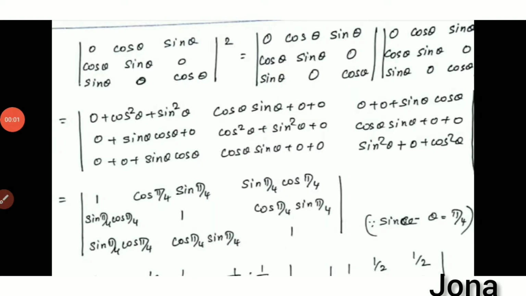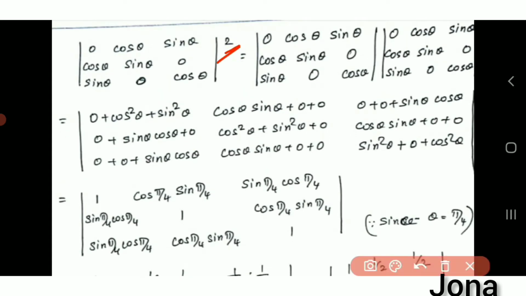We want to find the determinant value of the given matrix, 0, cos theta, sin theta; cos theta, sin theta, 0; sin theta, 0, cos theta, the whole square. This square can be written in two forms, as the product of 2. So we can write this determinant as the product of 2, and then we split this as usual with matrix multiplication.